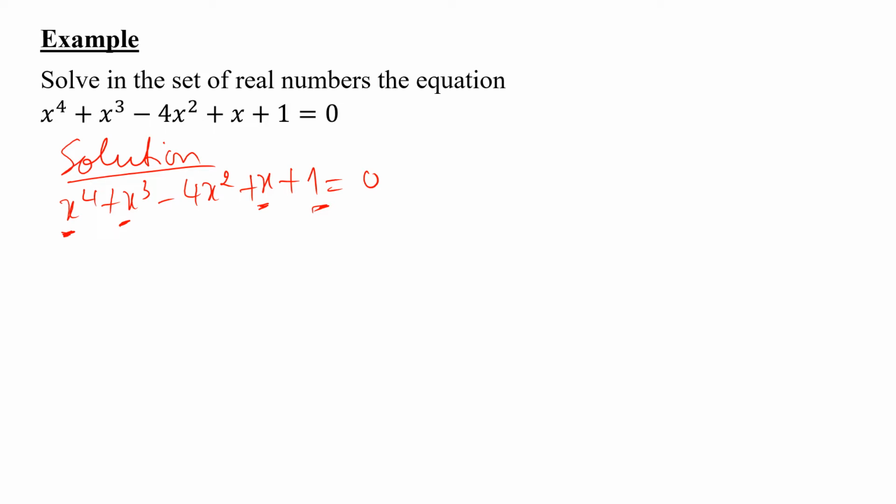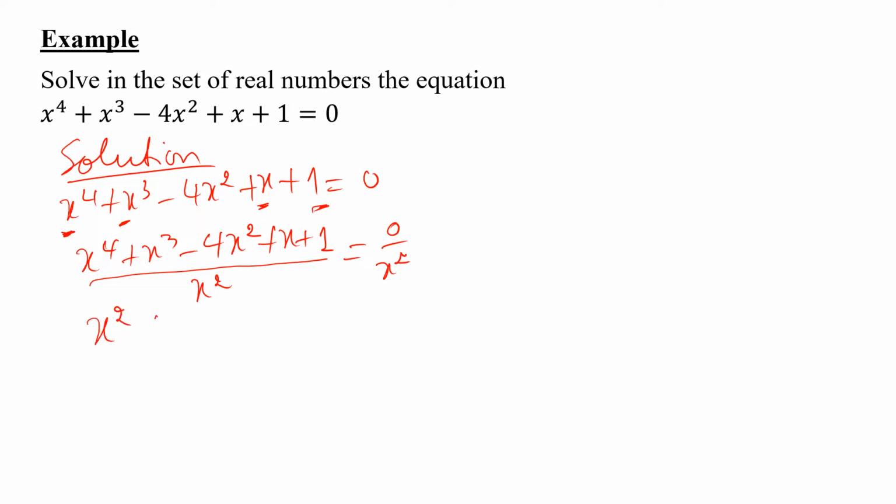Step number 1, we have to divide each side by x squared, which means that you have x to the power 4 plus x to the power 3 minus 4x squared plus x plus 1, divided by x squared, equals 0 over x squared. Then x to the power 4 over x squared we get x squared, plus x to the power 3 divided by x squared we get x, minus 4x squared over x squared it is 4, plus 1 over x, then plus 1 over x squared, equals 0.